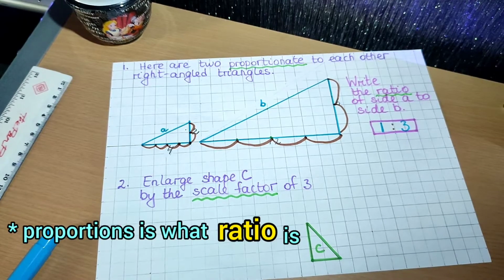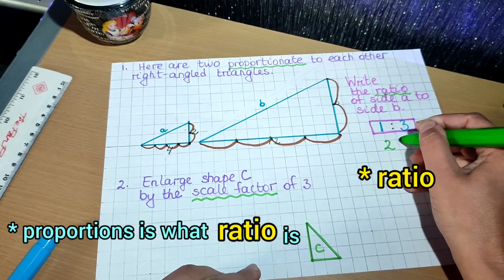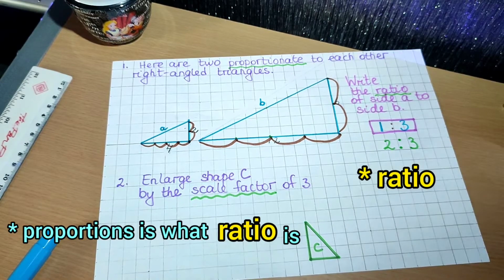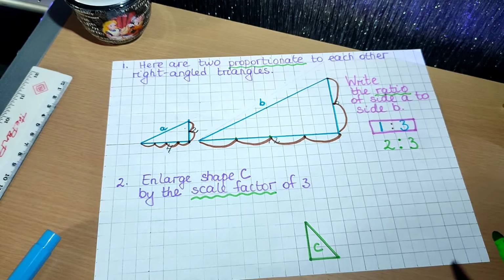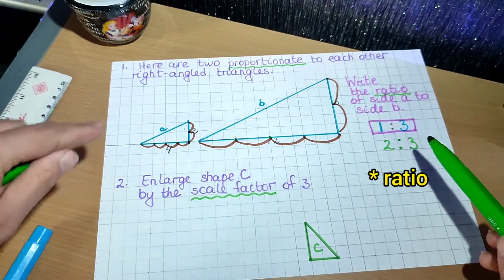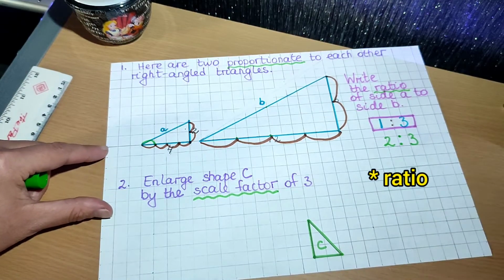Proportions sometimes could be a little bit different. Let's imagine, have you ever seen proportions like this? 2 to 3. So I'm going to draw a new triangle now, which is proportionate to this original triangle, and the proportions are 2 to 3. So my proportions are 2 to 3.